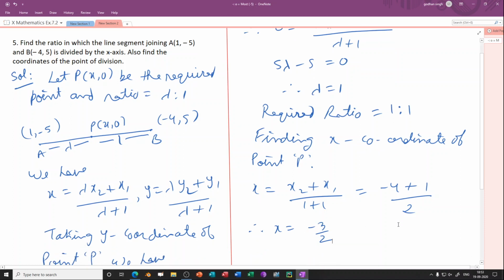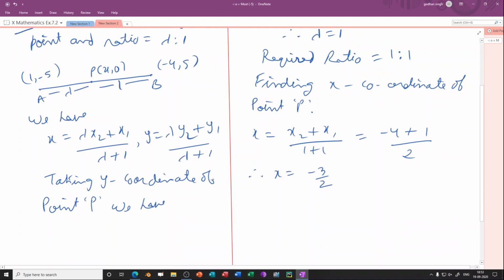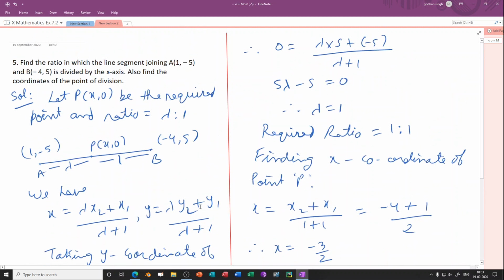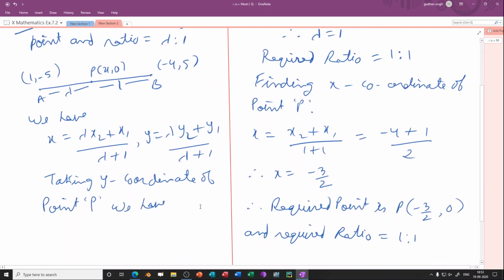So therefore what we can say is that the required point is P, x is minus 3 by 2, and the y coordinate is already given here, 0, and the required ratio is already obtained, that is 1 ratio 1. So this is the answer of question number 5. So with this, question number 5 is complete now.